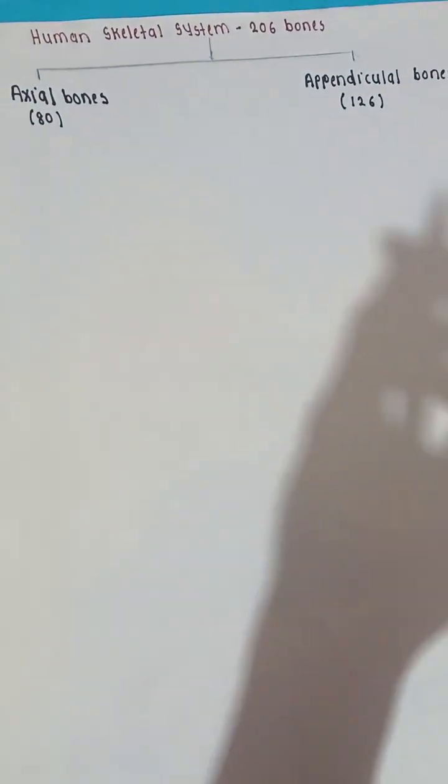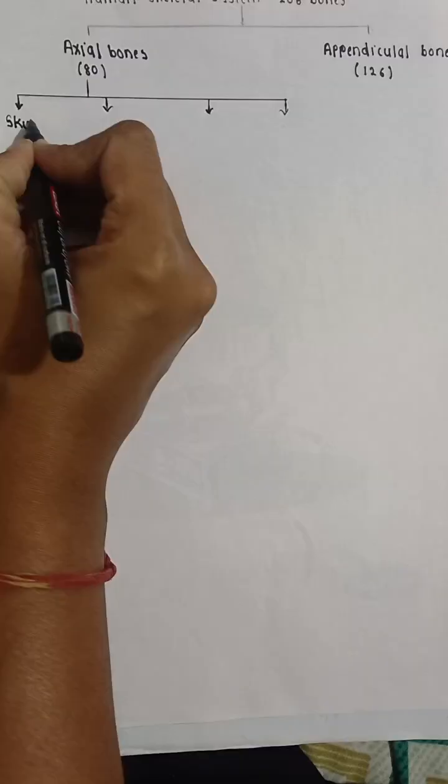In the human skeletal system, there are 206 bones which are divided into two parts. First one is the axial bones and second is the appendicular bones. Axial bones are 80 and appendicular bones are 126.